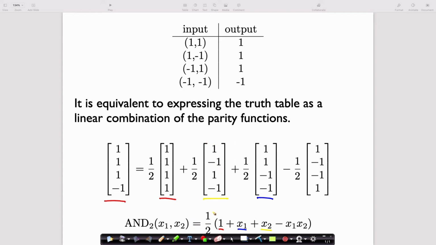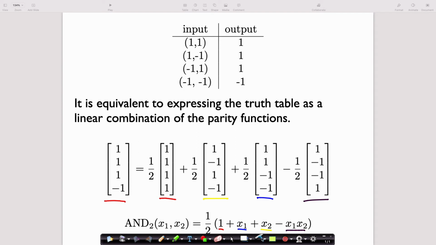That's the truth table of the x2 function. And finally, x1 times x2 has this truth table. Okay, so you can just work this out, that this equation is true, and this is how you can express the AND function as a linear combination of these parity functions.